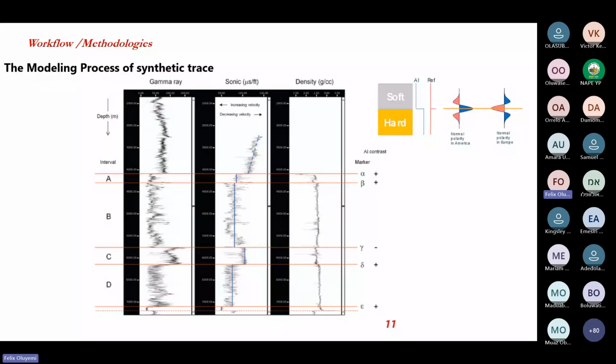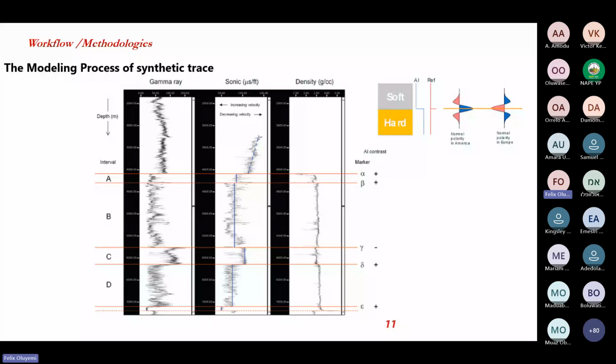So I've seen data where the negative amplitude actually shows hard kicks, they show the hard formation, while the positive amplitude shows soft formation, because of how they processed that data in anti-SEG. So always ask this question, please: how do you process this data? Do you process this at normal SEG or anti-SEG? It's very key, so that you don't mislead yourself by the time you get to the interpretation section.